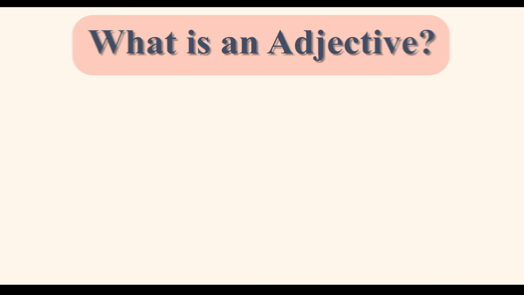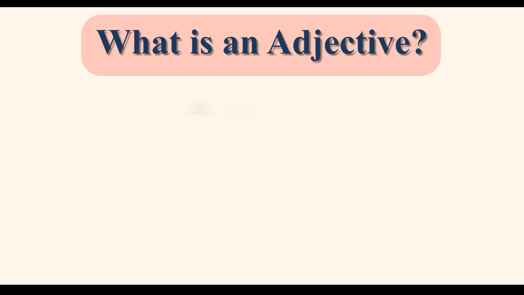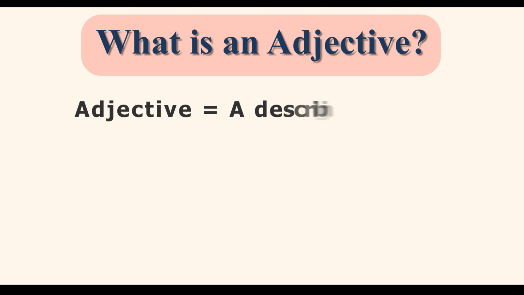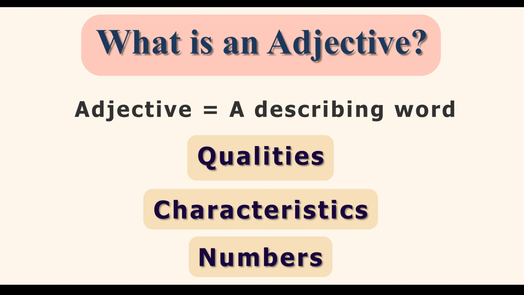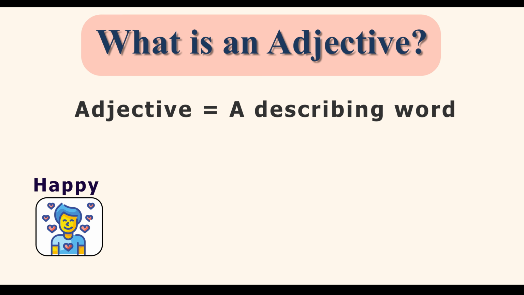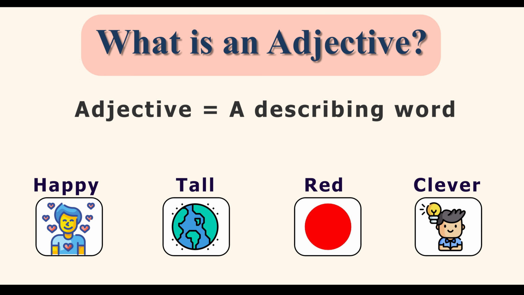So, what exactly is an adjective? An adjective is a word that describes or modifies a noun or pronoun, giving more detail about qualities, characteristics, or numbers. For example, happy, tall, red, and clever are all adjectives.